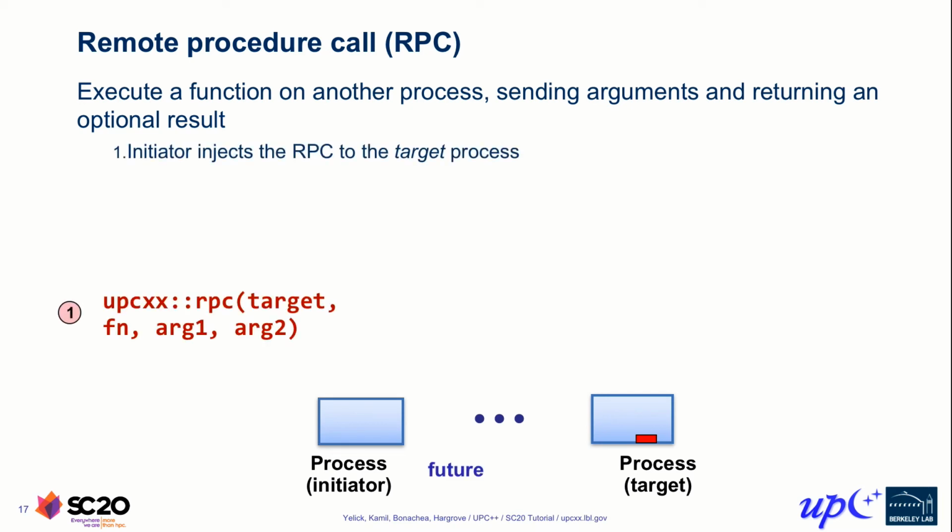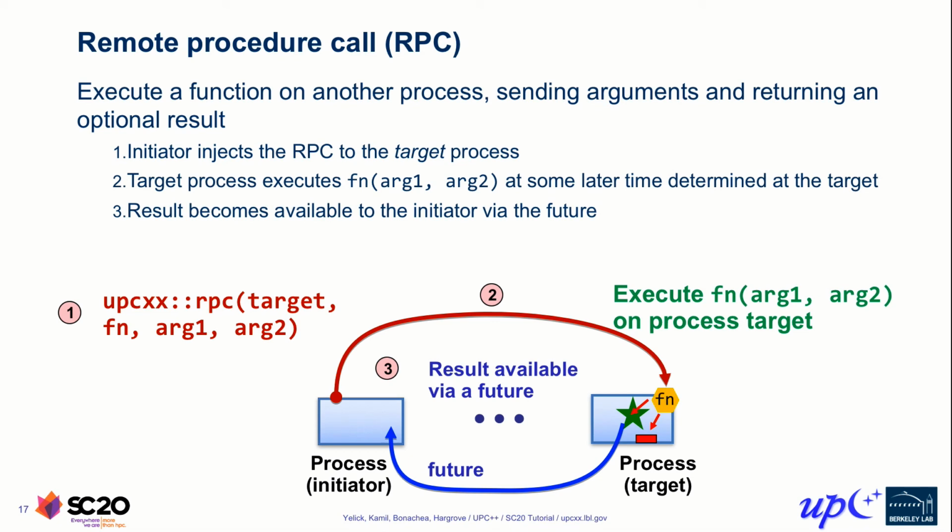So the syntax is shown here. It's upcxx::rpc, which gives a target process and it gives a function pointer, and then in this case, two arguments. So the initiator injects the RPC to the target process. It goes over to the target process, and the function now will execute, has to have the information about what that function is, and it'll execute that function on the arguments that were passed on this process over here.